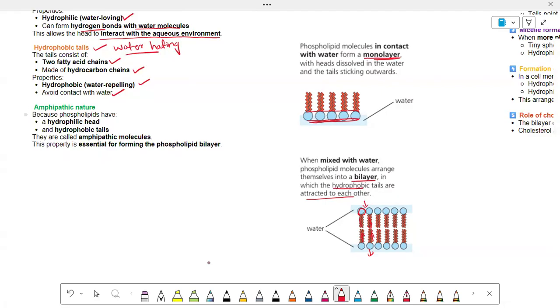So another important property of the cell surface membrane is its amphipathic nature. Means it has components that are hydrophobic and hydrophilic. Both types of components are present. That's why we say amphipathic nature. A hydrophilic head and hydrophobic tail, they are called amphipathic molecules. This property is essential for forming the phospholipid bilayer. The phospholipid bilayer is formed because of these two properties, hydrophilic head and hydrophobic tails.